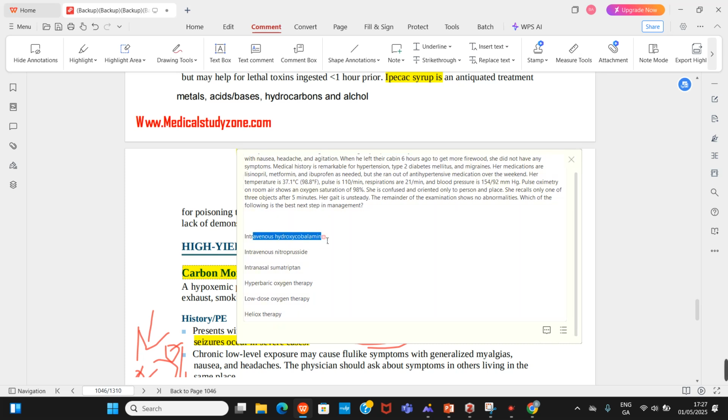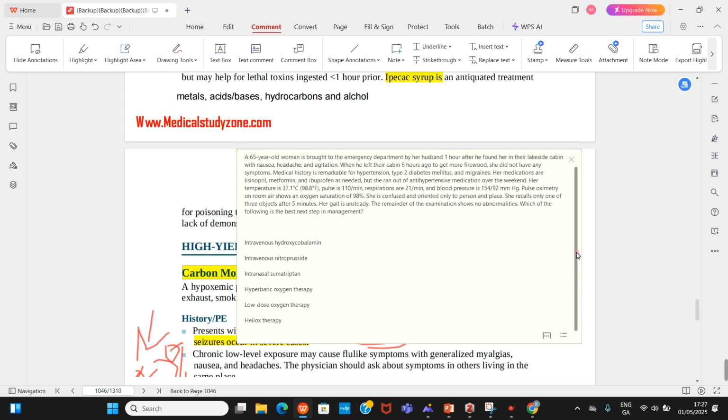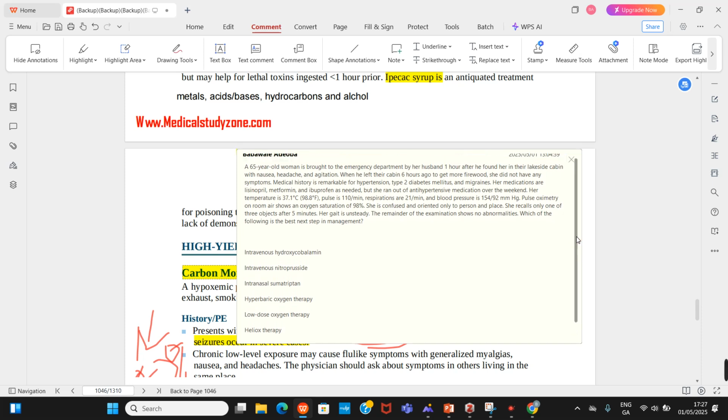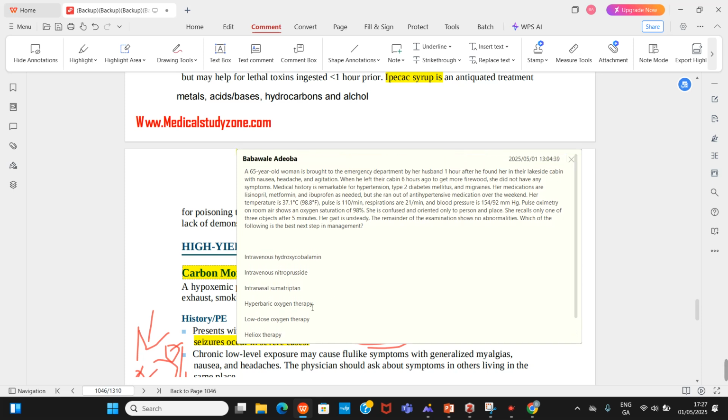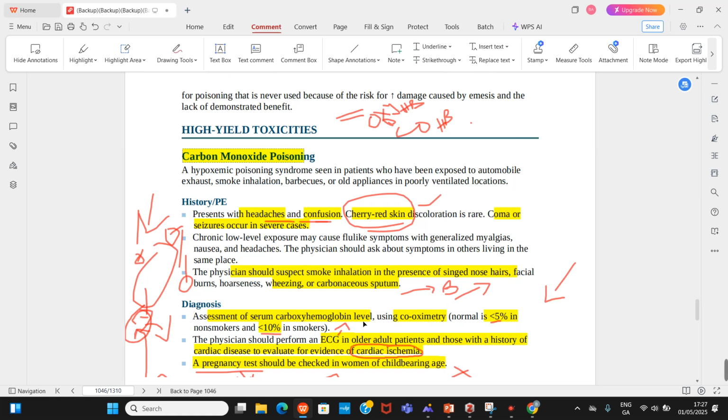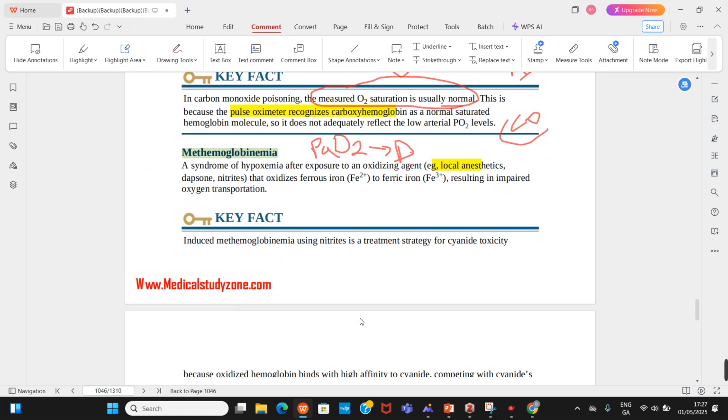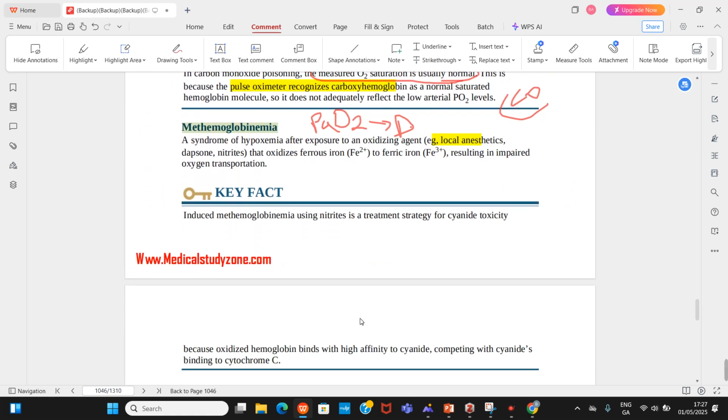Even if we don't know it, we'll go through the options and see what they are testing. Look at intravenous hydroxychloroquine. Prucalopride, triptan. So which one are we picking here? Hyperbaric oxygen therapy, because of the neurologic problem, you have to give hyperbaric oxygen. So this is an example of carbon monoxide poisoning. It's not very well spelled out, but we need to just have a high index of suspicion for it. Okay, so moving on to MET.